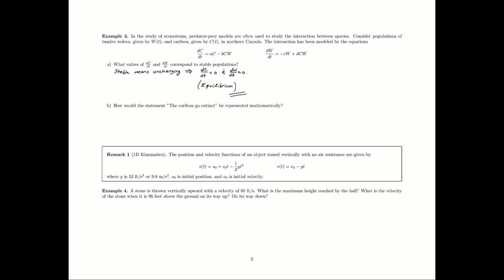Okay. So part B, how would the statement the caribou go extinct be represented mathematically? Well, if the caribou are going to go extinct, that means their population is going to decrease. So at the very least, we would need dC/dt to be negative. And if dC/dt were always negative, then that means the population would always be decreasing until there were no more caribou left. So really, this is what we need, just that.